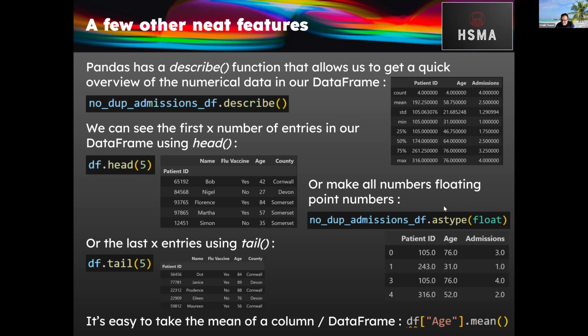You can make all of your numbers in a data frame a particular type. So let's imagine we want to turn all our numbers into floating point numbers. We can say the name of the data frame .astype and then pass in the type, in this case float. That will cast everything as a floating point number.